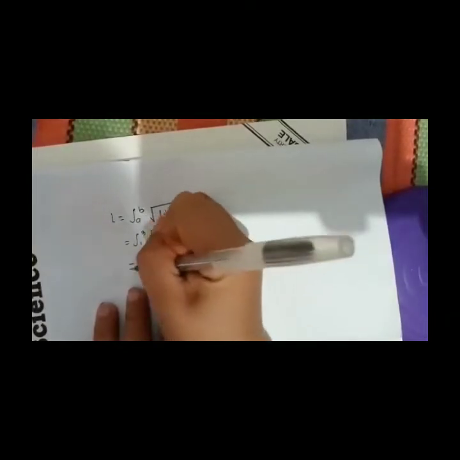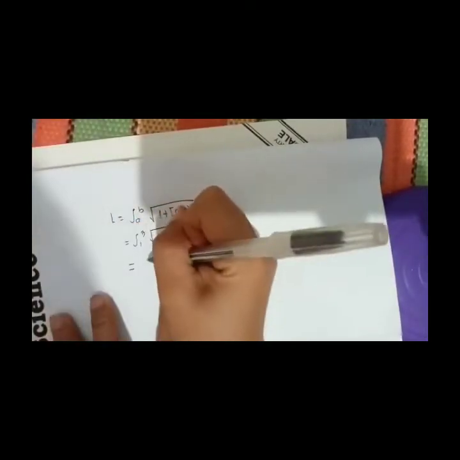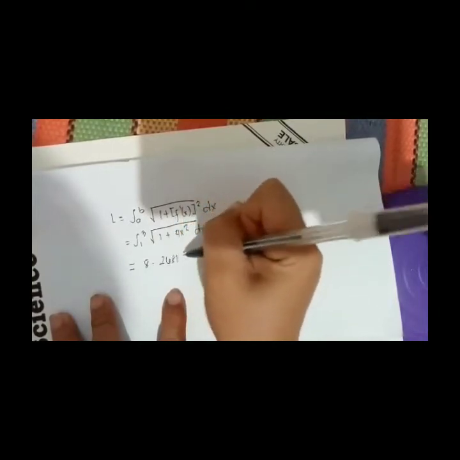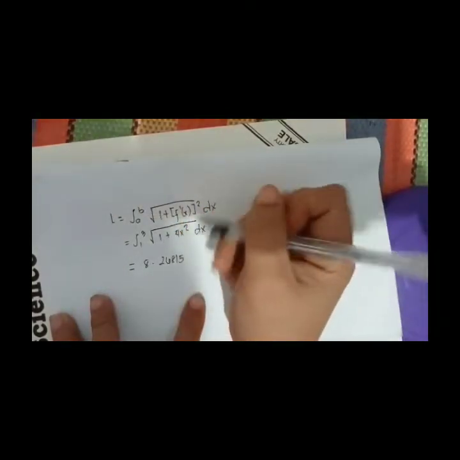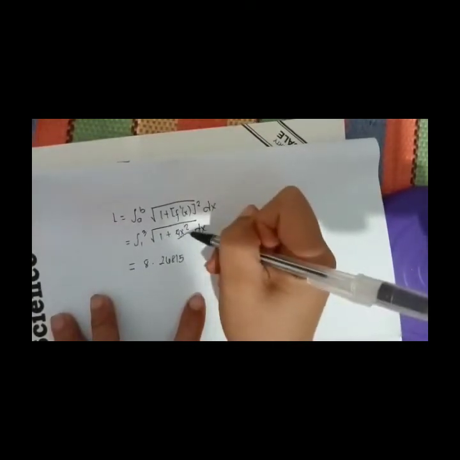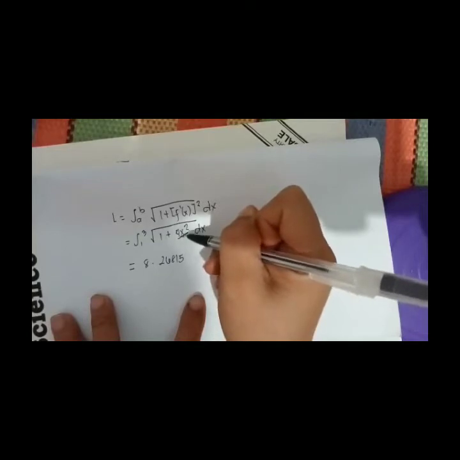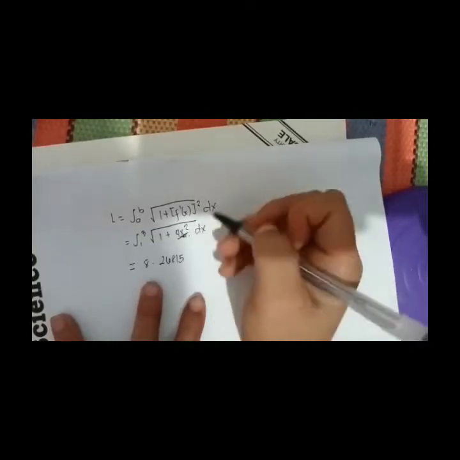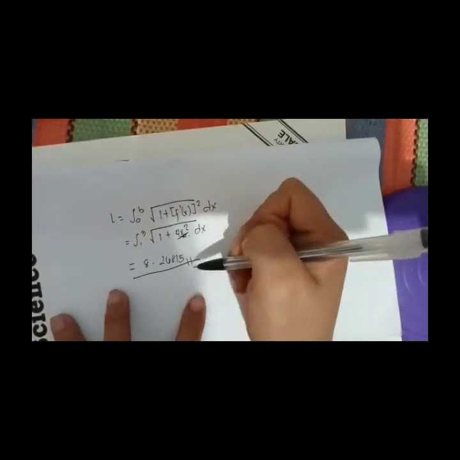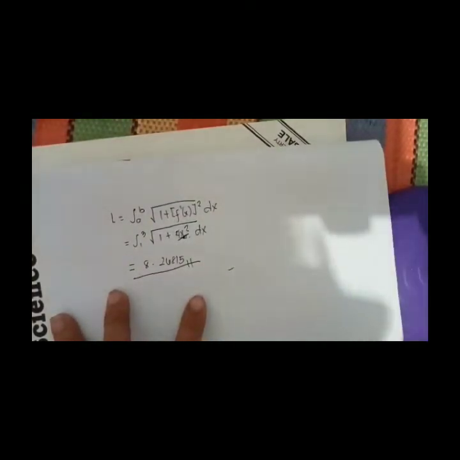The result of this is 8.26815. So we get this last solution. Then we get this arc length. So this is the solution of the arc length. So this is the solution on how to find the f of x is equal to x squared, or f prime of x is equal to x squared.